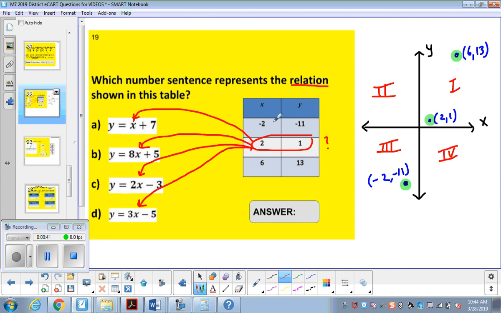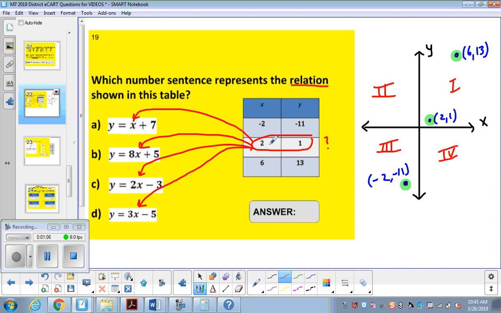Now, if I want to plot this first point, I'm going to move back 2, down 11, and it's going to be down here. The next point, I'd move over 2, up 1. And for the third point, I'd move over 6, up 13 from the origin. And so now we can see I've got the 3 points plotted. Basically, the question is asking which one of these equations generates this table of values, meaning if I plug in the -2 into one of these equations, I'm going to get -11.